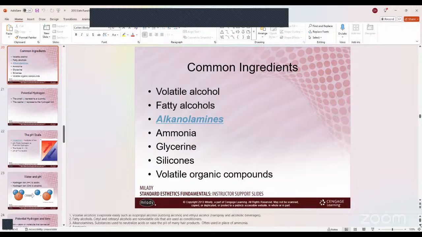Alkylamines, substances used to neutralize acids or raise the pH of many hair products. So if you can add this, it can stop acid activation, or add it on the alkaline side and it could raise the pH of a product. You would say, Ms. Cox, how or why would you want to raise the pH of a product? I'm going to tell you.